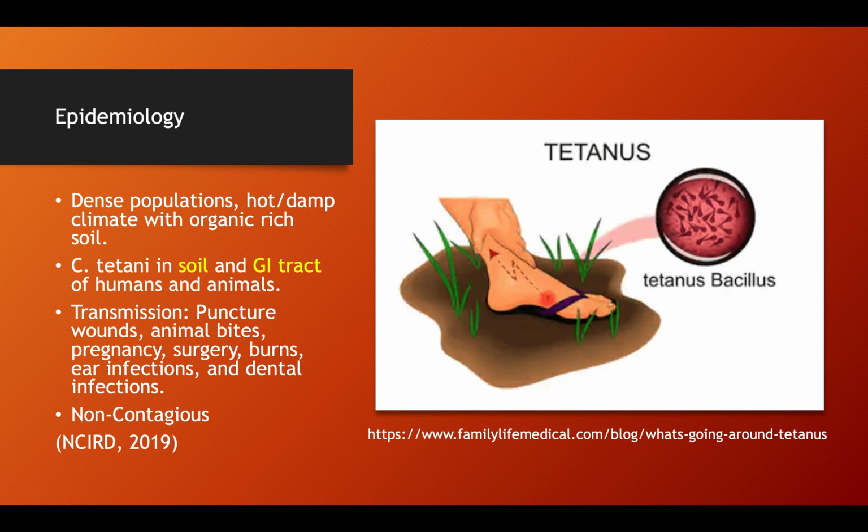So next, we'll talk about the epidemiology of tetanus. Clostridium tetani is usually found in dense populations, hot, damp climates, with soil that's rich in organic matter. And so Clostridium tetani thrives in soil and in GI tracts where it's good and anaerobic.